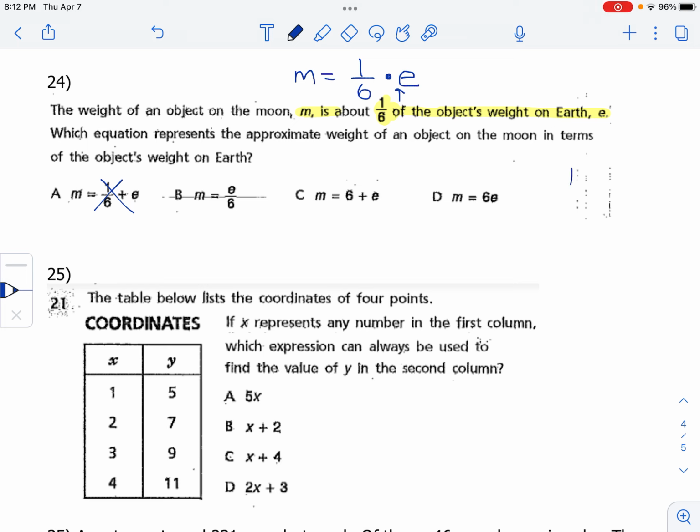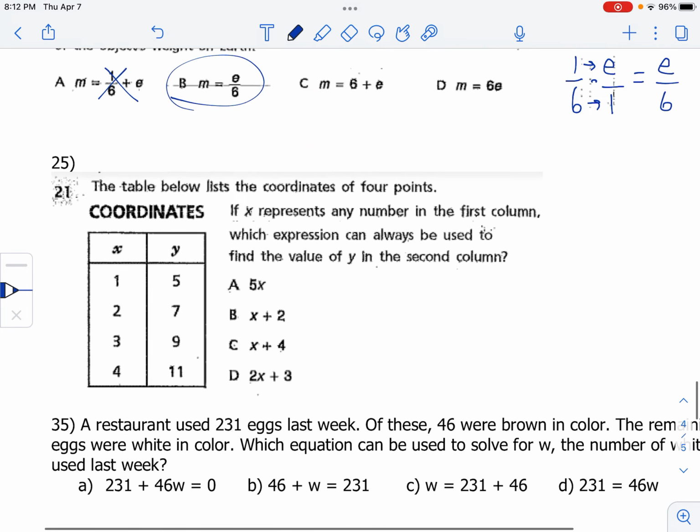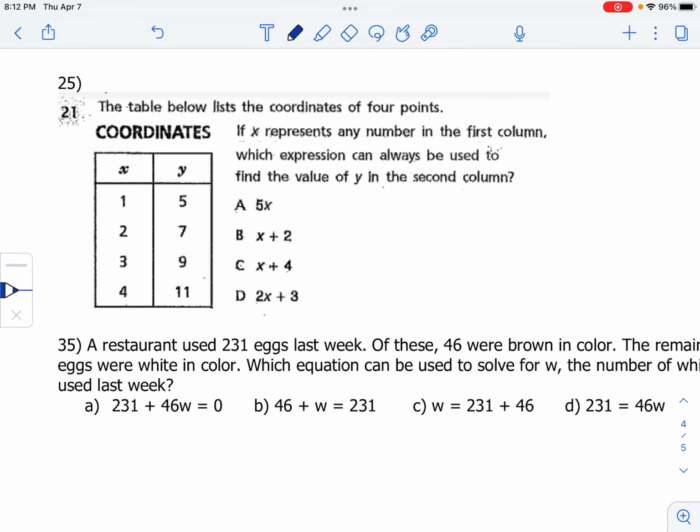That definitely works because 1/6 times E, I'm going to put E over 1, because E is just a whole number, or can be a whole number. And when we multiply across, 1 times E is E in the numerator, 6 times 1 is 6. So that is choice B. All right, number 25. The table below lists the coordinates of 4 points. If X represents any number in the first column, which expression can always be used to find the value of Y in the second column?